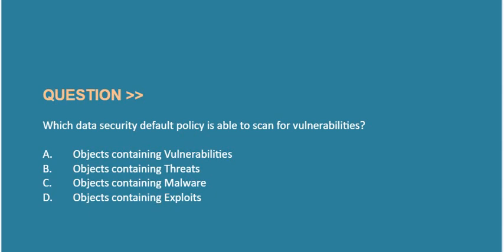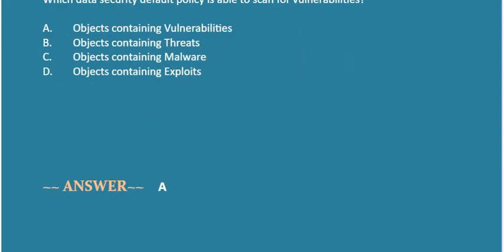Question is, which data security default policy is able to scan for vulnerabilities? Option A. Objects containing vulnerabilities. Option B. Objects containing threats. Option C. Objects containing malware. Option D. Objects containing exploits. Correct answer is option A.